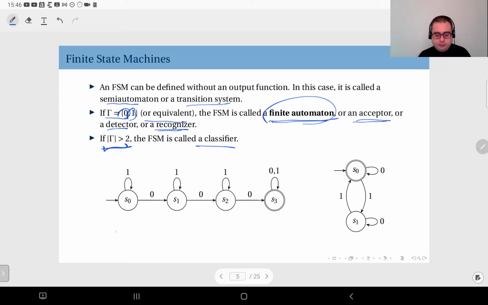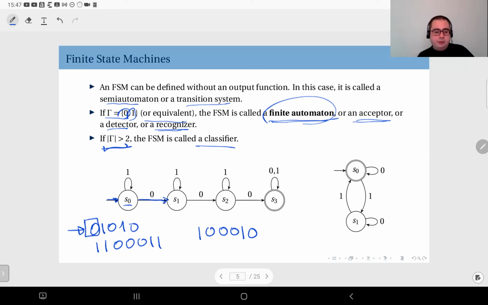And for instance, let's consider the strings 0 1 0 1 0, or 1 1 0 0 0 1 1, or 1 0 0 0 1 0. And let's see whether these strings are recognized or accepted by these automata. If you take this one and apply it to the automaton on the left, you see this is the initial state. So I start at S0 and my first symbol is 0. So 0 is going to take me to S1 from S0.